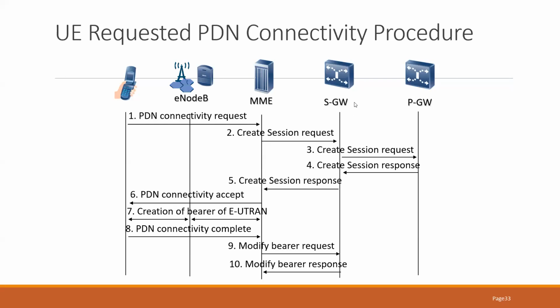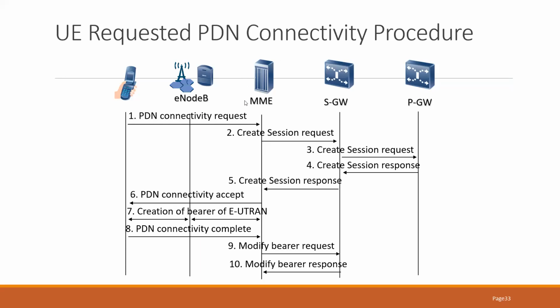How the SGW is selected is configured in the MME based on location. Your request comes to your eNode B. Your eNode B is going to select an MME based on the location and based on the link, meaning which eNode B is connected to which MME. If there is no pooling available, then one eNode B will be connected to one MME only, so the eNode B will always send the request to the same MME.